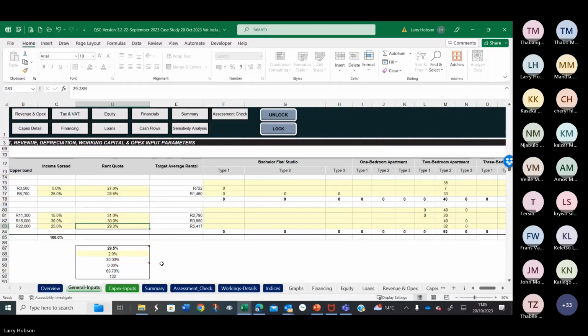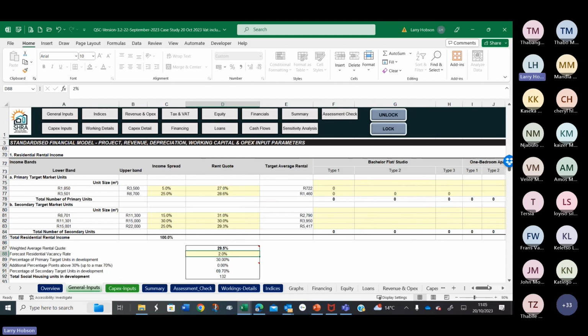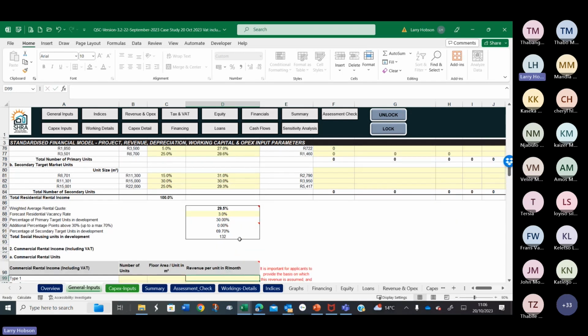I can't get to the left. Yes, I can get there. So that's our weighted average rent quote. Forecast residential vacancy rate. So there was 2% in this. That's fine. We're not forecasting a high vacancy in this project. You can enter 2%. You can vary that if you want. I'm just leaving it at the default that it started at.